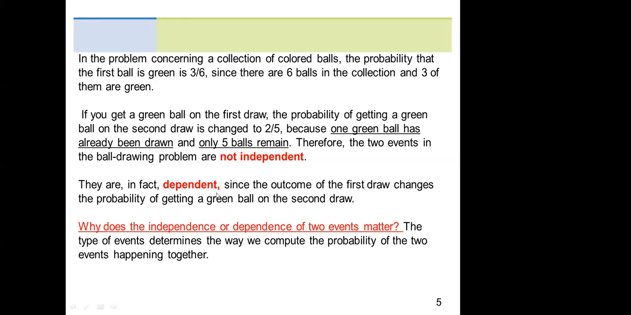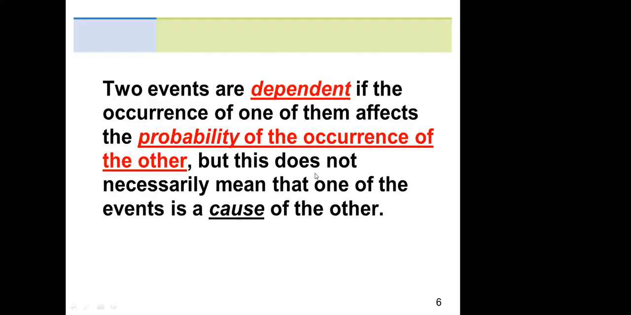Why does independence and dependence matter? Well, the type of events determines the way we compute the probabilities. Independent and dependent, all right? You gotta be aware of this. This is where it gets a little bit dicey. Two events are dependent if the occurrence of one of them affects the probability of the occurrence of the other. Doesn't mean that it caused it, it just changes the probability of the second and then the third and the fourth and all the way down the line, depending on how many trials you're doing.